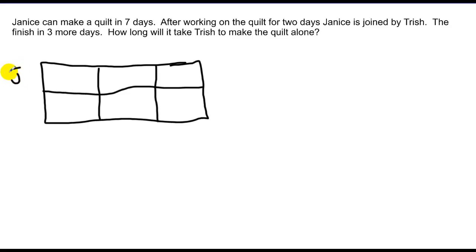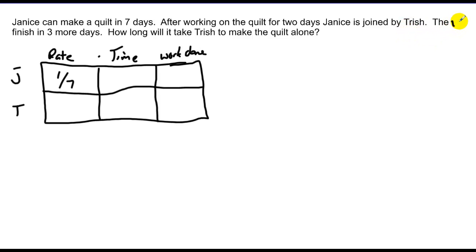So we've got Janice, we've got Trish, and we have the rate, the time, and the work done. So it says Janice can make that quilt in 7 days. So we have her work rate right there of 1/7. And then after working on the quilt for 2 days, Janice is joined by Trish. Alright, doesn't tell us anything about Trish working alone.